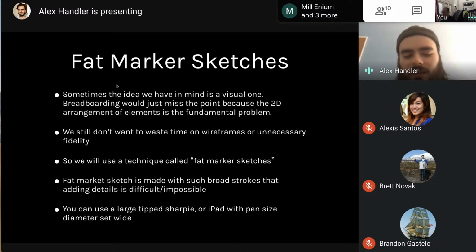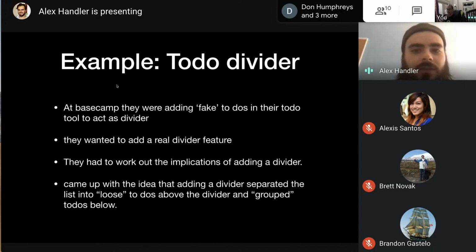So they suggest that you can use a large tip Sharpie, which is I guess how they used to do it, but now they use iPads with a super wide pen size diameter. And the idea with using such broad strokes is literally that the sketches are so wide, right? Like the actual pen marks are so wide that adding details is actually hard. It's hard to get in there and add small details, which is the whole point, right?